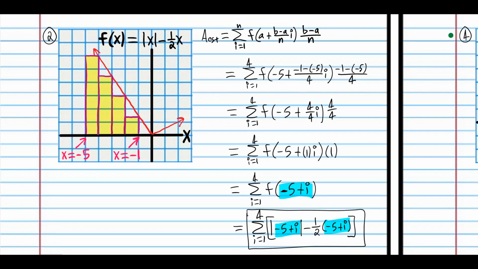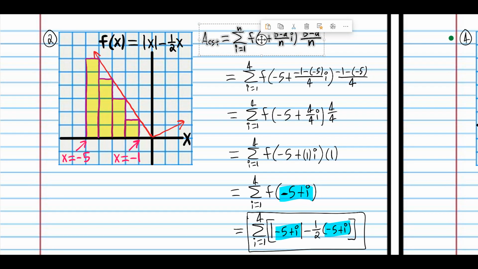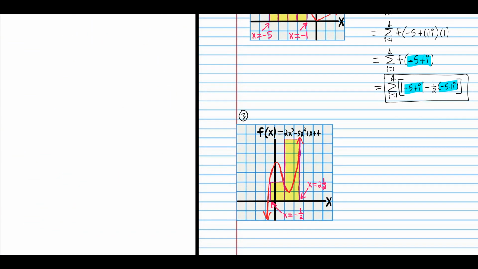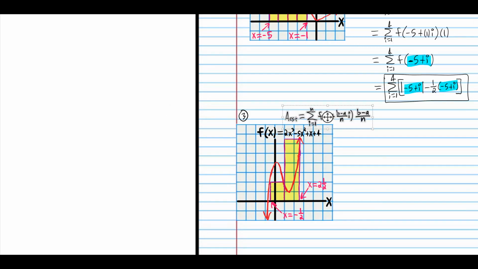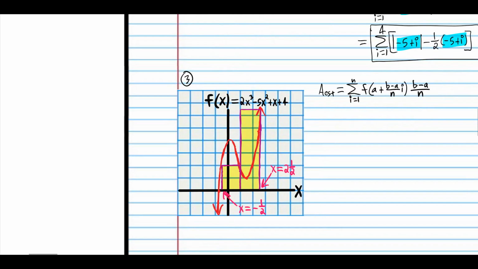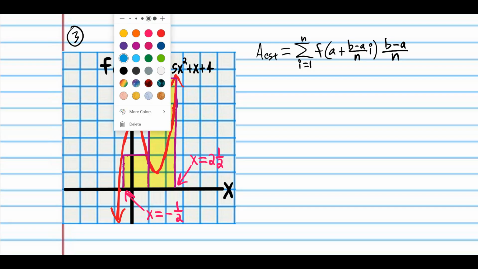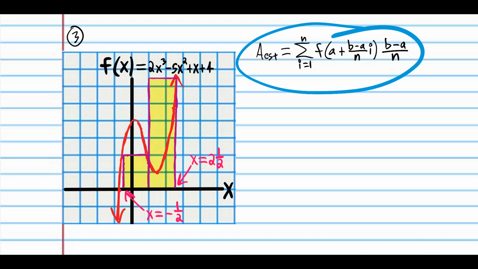Okay, so let's try another one. I'm going to bring down our formula. And the reason we're going to use this same formula is that, as you can see from this picture, the upper right corner of each rectangle is touching the graph. So we're going to use the formula for right endpoints, or the formula using right endpoints.